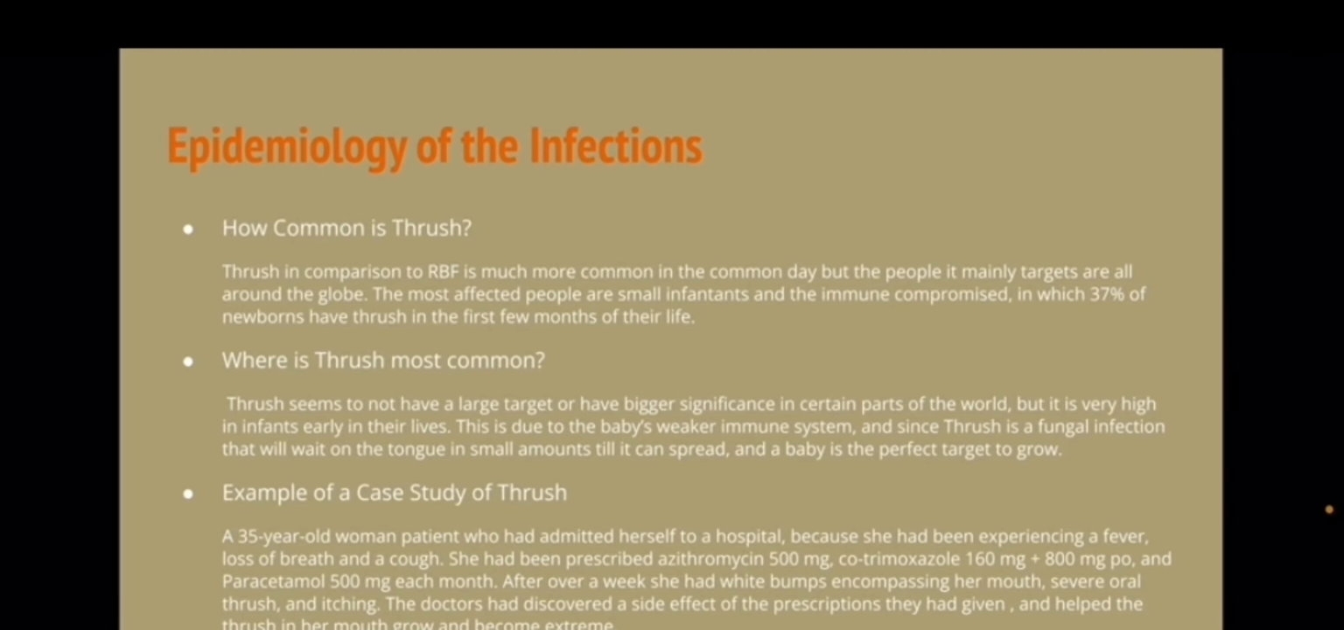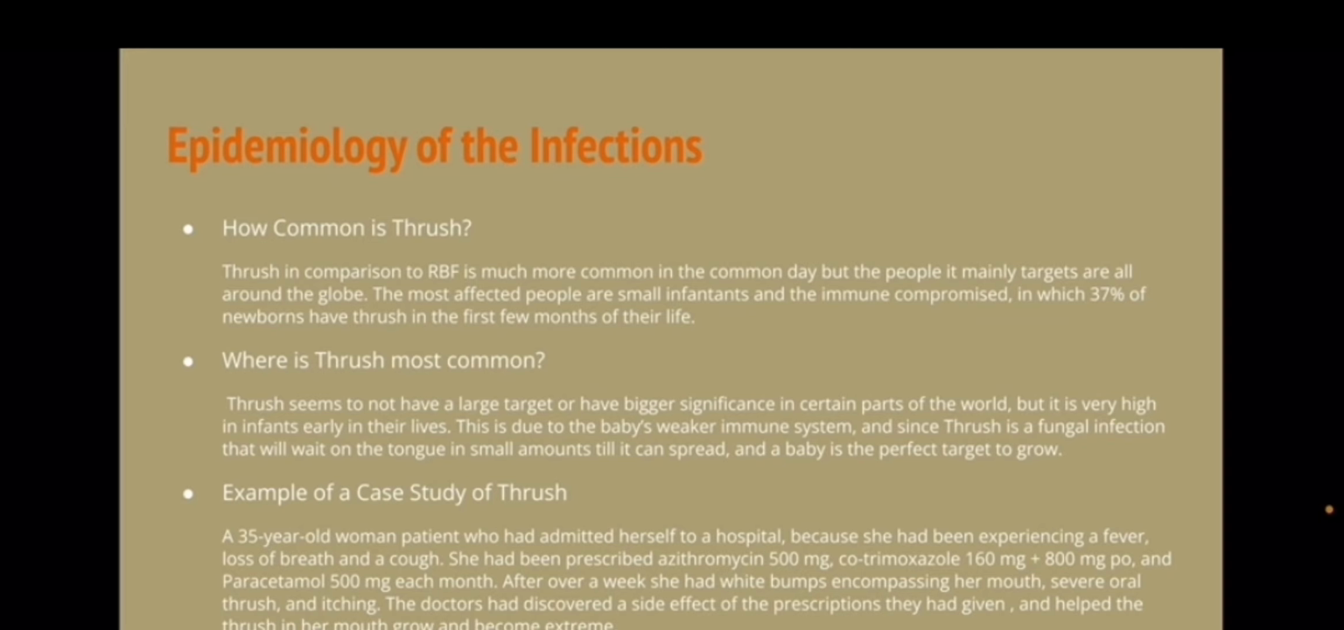Alternatively, how common is thrush? Thrush, in comparison to RBF, is much more common today. While it targets everyone across the world, the most affected people are small infants and the immunocompromised, in which 37% of all newborns have thrush in the first few months of their lives.